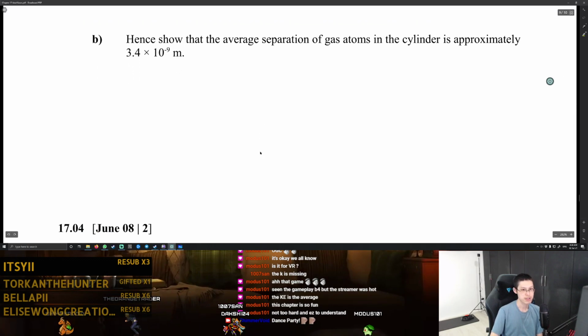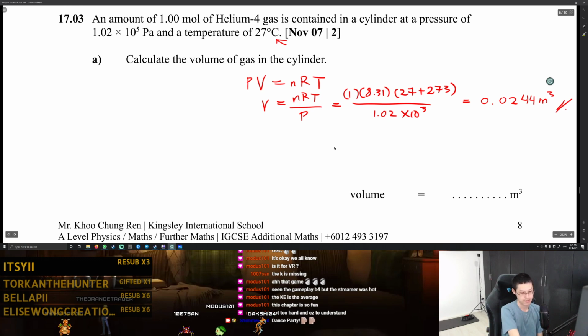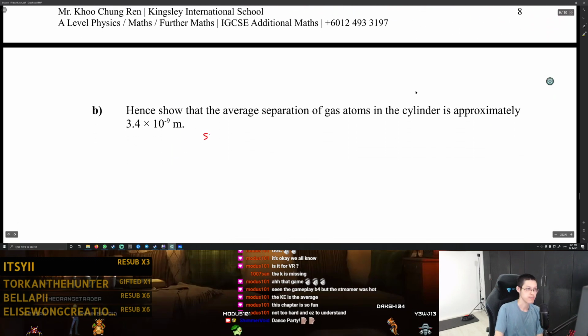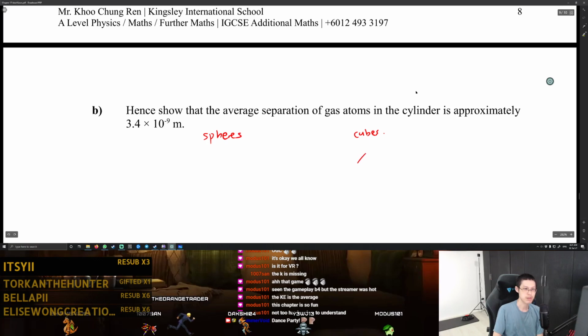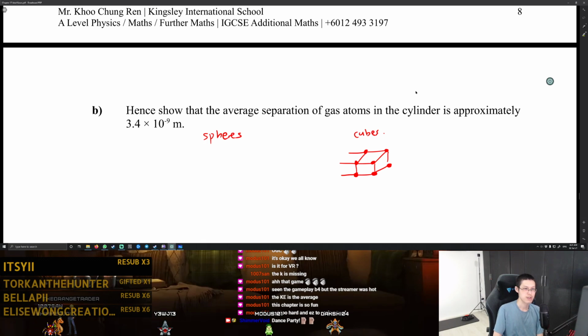Okay, so sometimes in the past years, they will ask you for the average separation of gas atoms. So what does that mean and how do you actually go about doing it? There are 2 ways of doing this actually. You can model the gas atoms as spheres, or you could model them as cubes. Generally in the mark scheme, they model it as cubes. So imagine that, each of these little dots represents a gas atom. Okay, so the average separation is going to be this guy here, X.